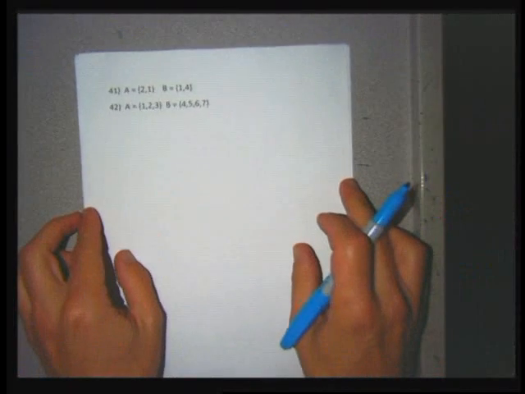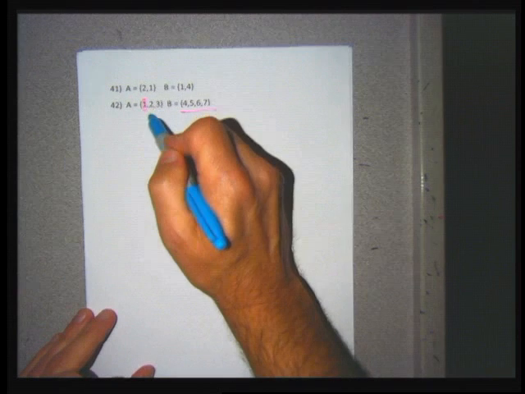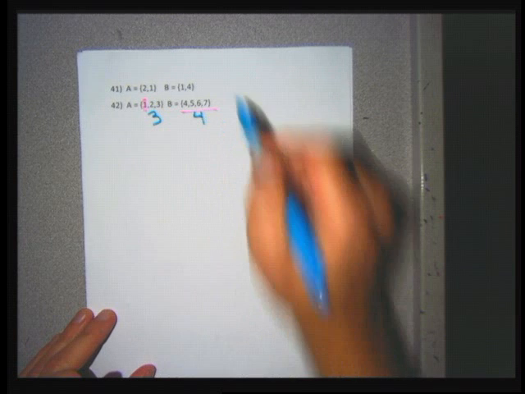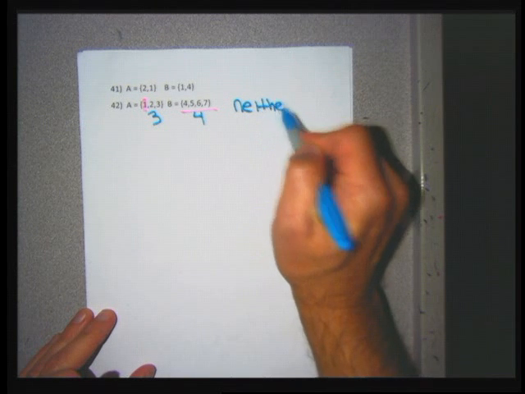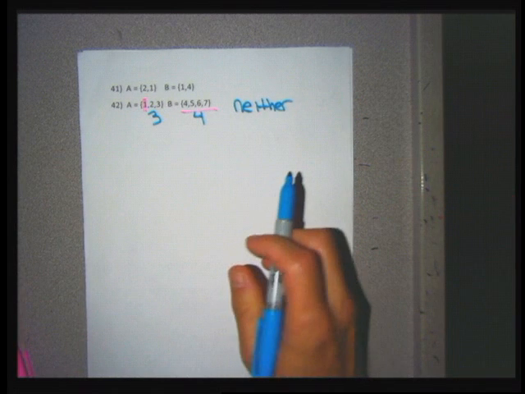Again, we have different answers for 41 and 42, but that should be okay. These are definitely not equal because A has a 1 in it, B doesn't have a 1 in it. They're not equivalent because A has 3 elements and B has 4 elements. So they're not equal, so I can't write equal. They're not equivalent because they don't have the same number of elements, so I'm going to write neither for my answer.